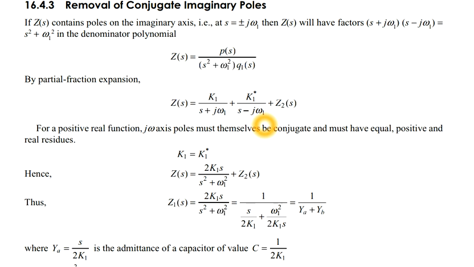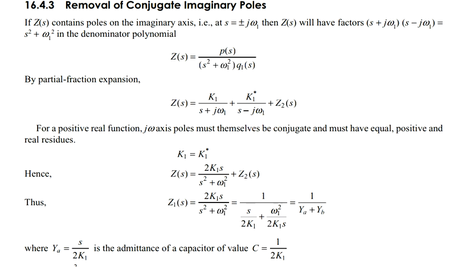So we have seen the concepts or ideas of removal of pole at origin, removal of pole at infinity, as well as removal of pole at constant. Now let us see how to remove the conjugate imaginary poles, because it is a very good possibility to have imaginary poles for any given function because of the presence of inductors as well as capacitors in a circuit. Fine, we will see how to remove them.